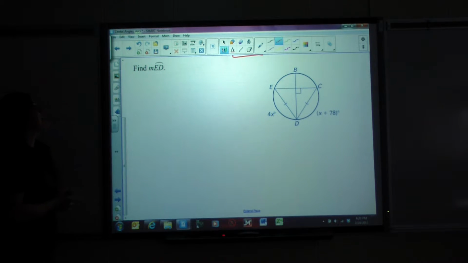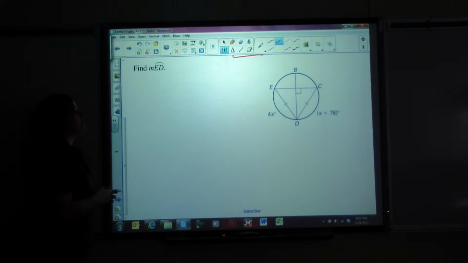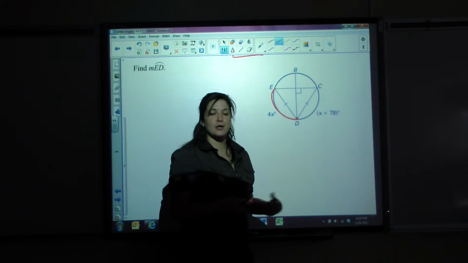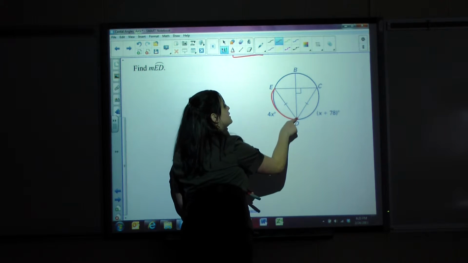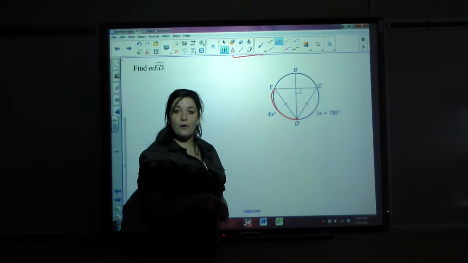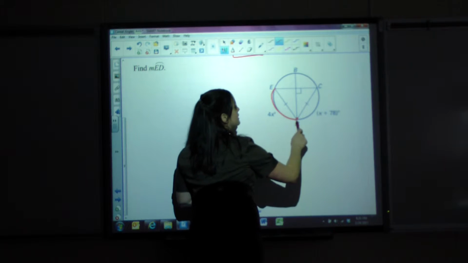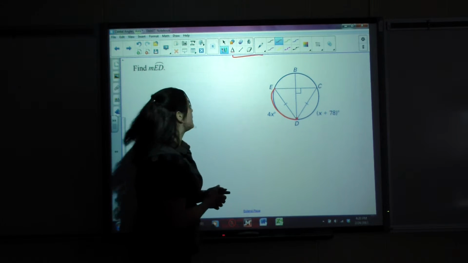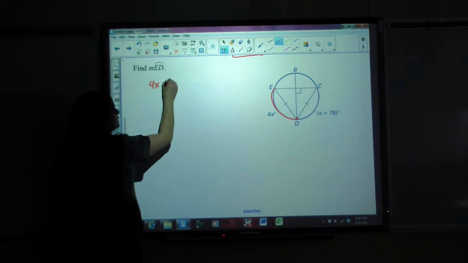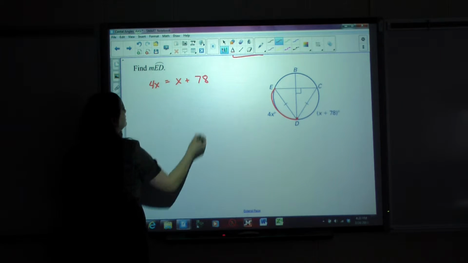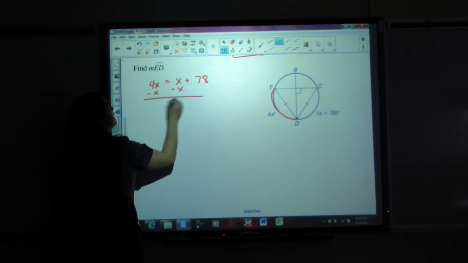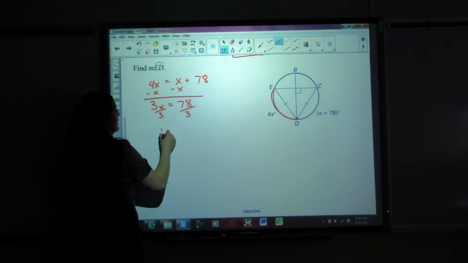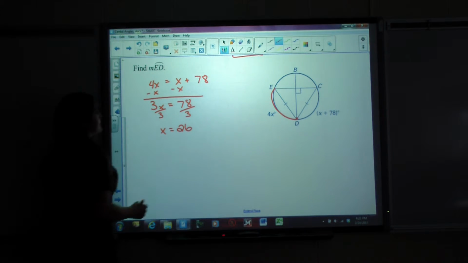Next one. It says find the measure of minor arc ED. If you notice, different picture, same situation. We have ED and CD as congruent chords, and therefore arc ED is congruent to arc CD, meaning their lengths are equal. So let's set up an equation. 4x is going to be equal to x plus 78. Get the x's on the same side. We're going to have 3x equals 78. Divide by 3, and we get x equals 26.